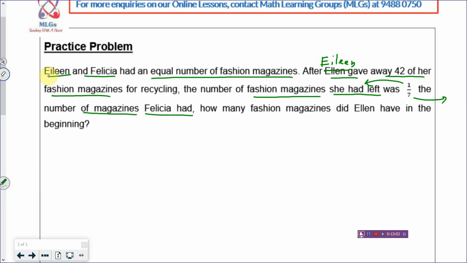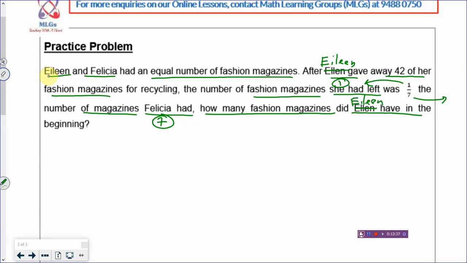So when you see fractions, Eileen has 1 box here, and Felicia has 7 boxes. How many fashion magazines did Eileen have at the beginning? Again it's a before and after. So what is unchanged? Or did everything change? Eileen gave away 42, so her magazines become fewer. But did Felicia give away any magazines? No, she didn't. So Felicia's magazines are unchanged.